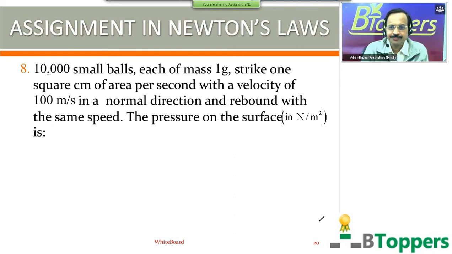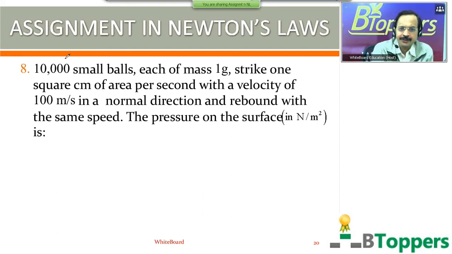See question number 8. 10,000 small balls, each of mass 1 gram, strike 1 square centimeter of area per second with a velocity of 100 meters per second in the normal direction and rebound with the same speed. The pressure on the surface in Newton per meter square is?